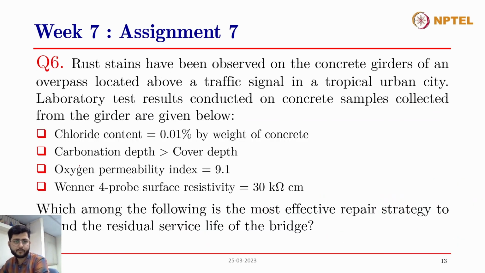All right. Okay, moving on to the sixth question, and it's a very good question. It will also revise some of the concepts that we have discussed in the previous week's sessions. Okay, the question was: rust stains have been observed on the concrete girders of an overpass located above a traffic signal in a tropical urban city. Laboratory test results conducted on concrete samples collected from the girder are given below.